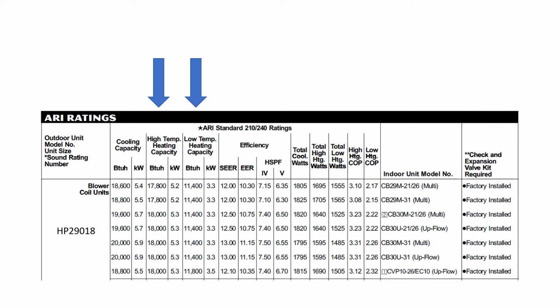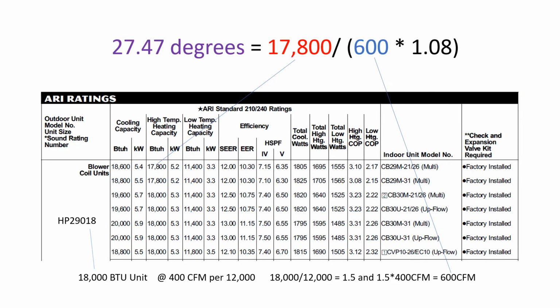Back to our chart. The high temp and the low temp shown in the picture here on this 1.5 ton heat pump are 17,800 and 11,400. On a 1.5 ton system, we expect to have a cubic feet per minute of 600. In this example, the high temp, 17,800 divided by the 600 cubic feet times the 1.08 will give us a delta T expected of 27.47 degrees. The low temp with the CFM, still 600, would expect the delta T at 17.59 degrees.